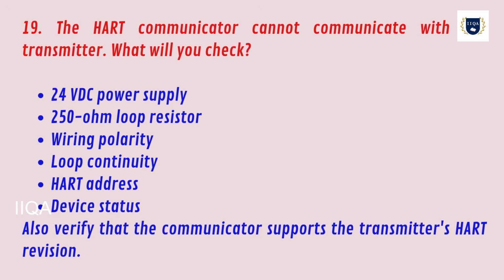The HART communicator cannot communicate with the transmitter. What will you check? 24 volts DC supply, 250 ohm loop resistor, wiring polarity, loop continuity, HART address, device status. Also verify that the communicator supports the transmitter's HART revision.